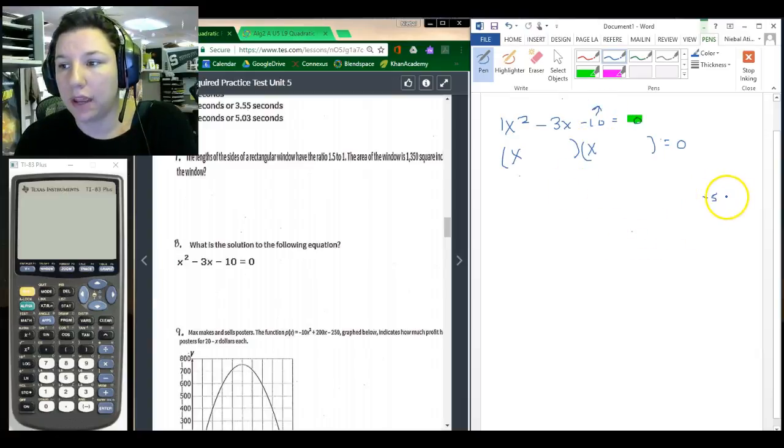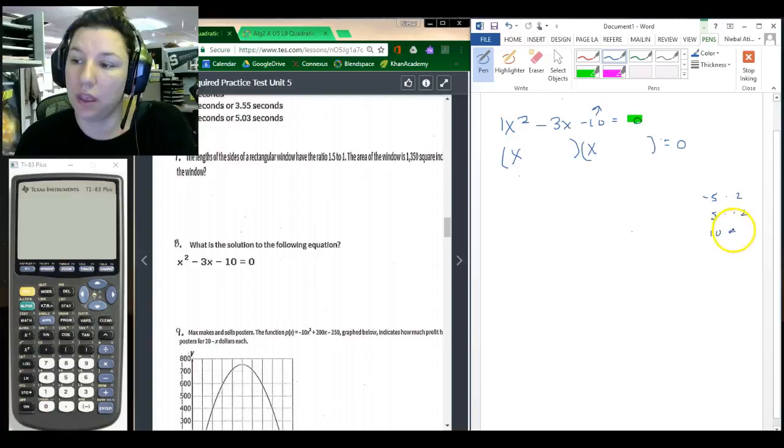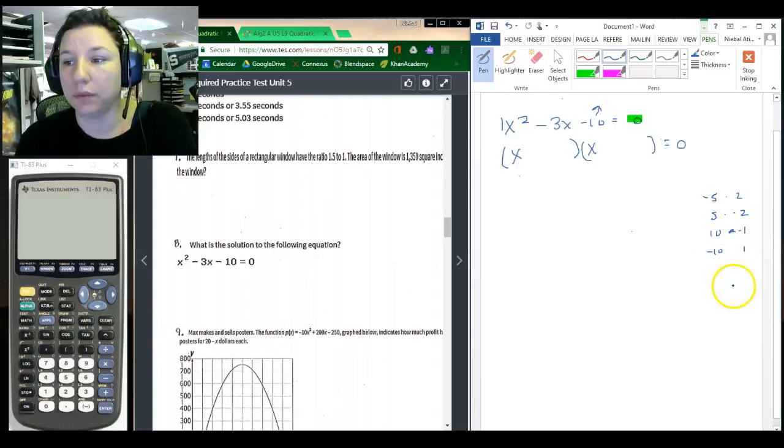Well, we could do negative 5 times positive 2, or positive 5 times negative 2, or you could do 10 times a negative 1, or you could do negative 10 times 1. So which one do we pick? Well, we want to pick the set that when I add them together is going to give me a negative 3. So negative 10 plus 1 is negative 9.